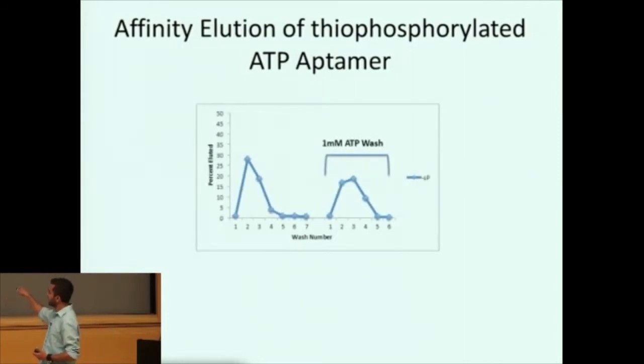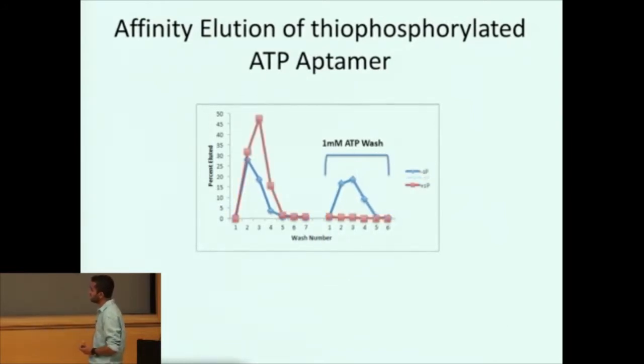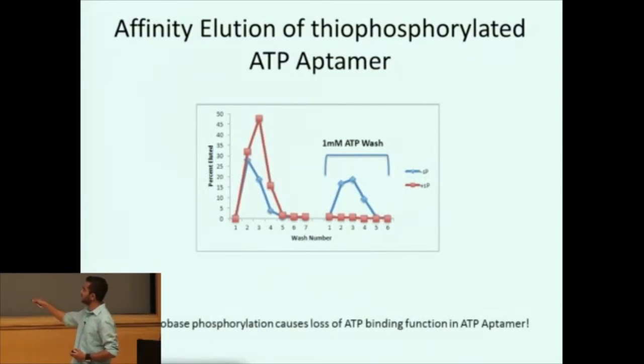With the ATP aptamer without the phosphate, you add it to the column, then you start washing, they come off, and there's a certain amount of ATP aptamer that is still bound to the column. Then when you wash it with ATP-containing buffer, the aptamers bind to the free-floating ATP, and they elute out as well. The story is different when the ATP aptamer is phosphorylated. The aptamer can no longer bind to the column.